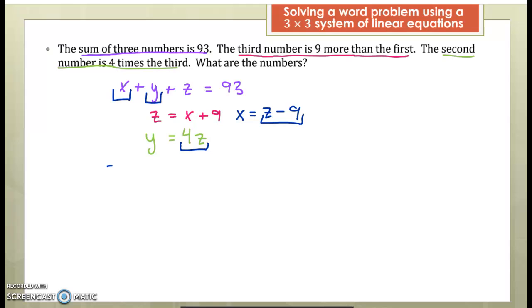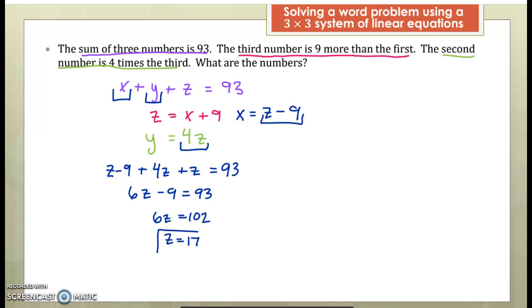Let's look at it for a second. X in terms of z is z minus 9. Y in terms of z is 4z. And then I have plus z equals 93. So I'm going to end up getting 6z minus 9 equals 93, or 6z equals 102. Divide by 6 and I get z equals 17. So the third number is 17.